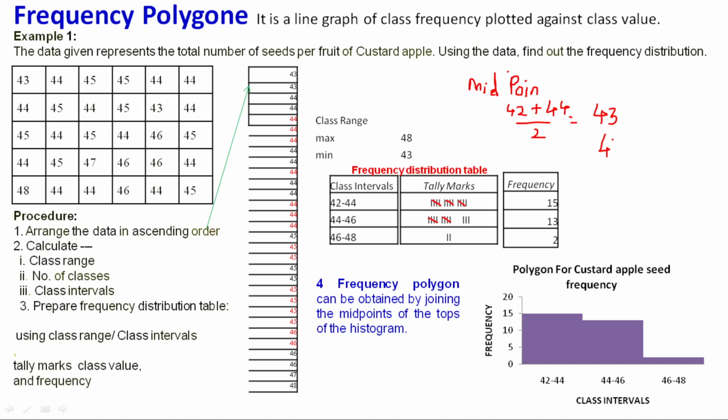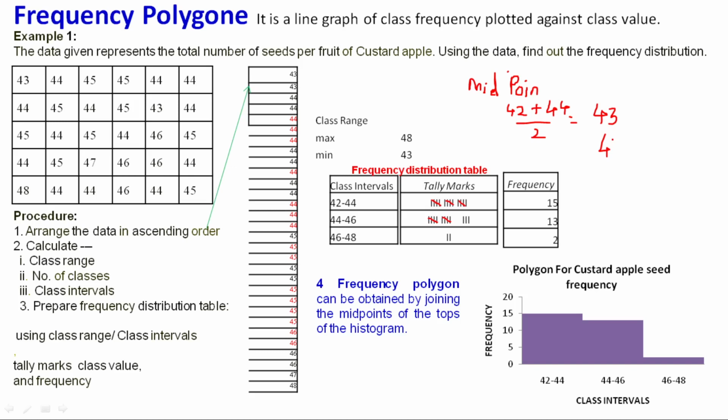So a polygon may be prepared in two ways, with a histogram and without a histogram. When you are not using the histogram, that is without a histogram, at that time this midpoint calculation is very important. So if you are calculating the midpoint values, that is 43, this type of values you have to put over here. So here will be the 43 value, here another, that means there is one more additional column you have to design over there, and 47.